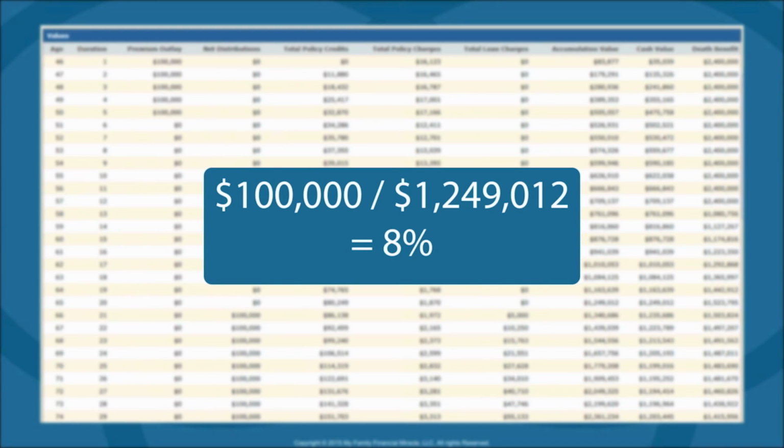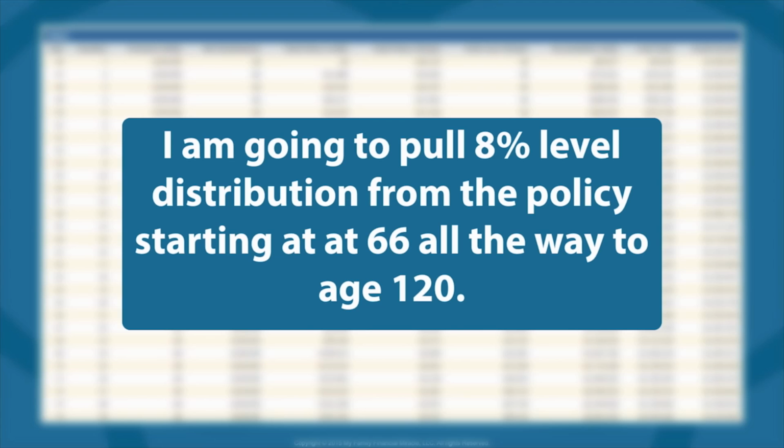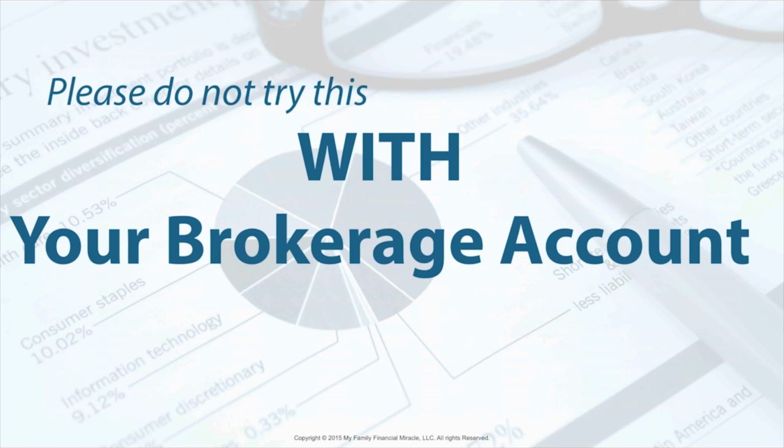$100,000 divided by 1.249 equals 8%. I'm going to pull an 8% level distribution out of the life insurance policy starting at age 66 and going all the way to age 120. That's 55 years, not 30, if anyone's still counting. Please don't try this with your brokerage account.